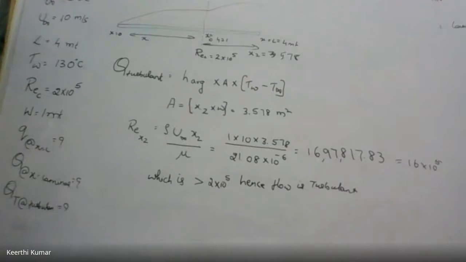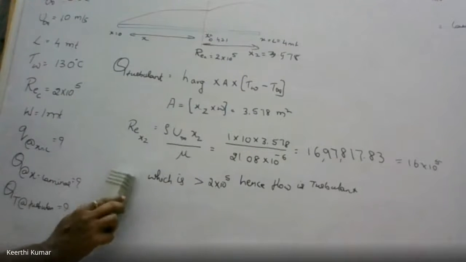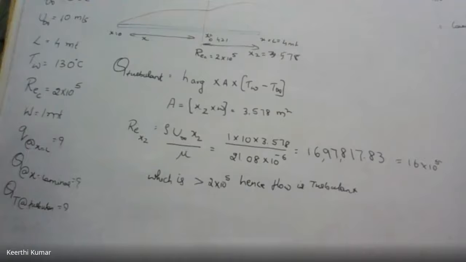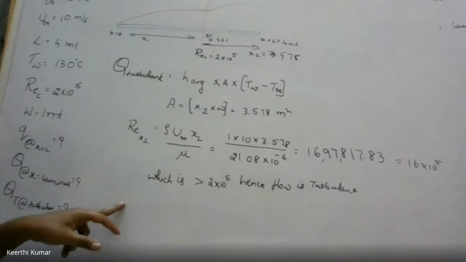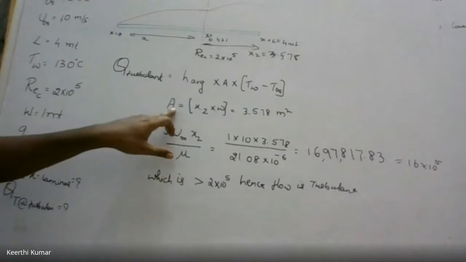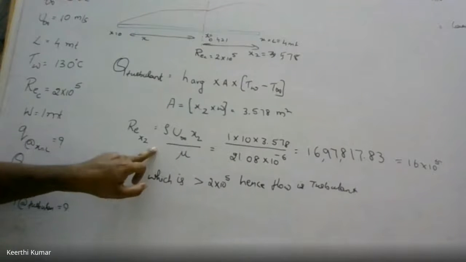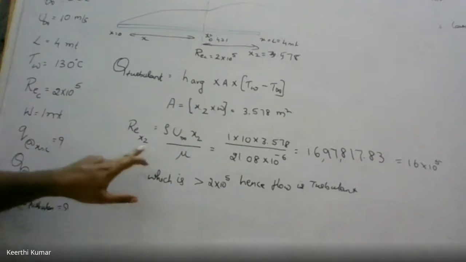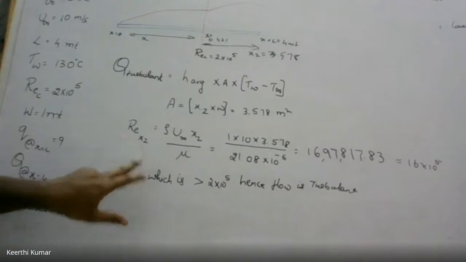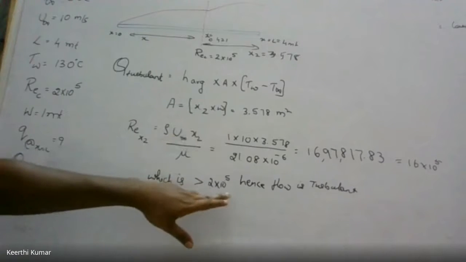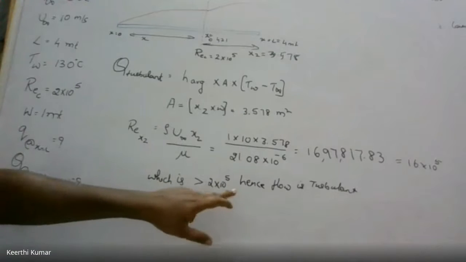So after the Reynolds number, you go for the Nusselt number. Observe this carefully. Have you taken this till here? Please take this till here. I will rub the area also. I'll retain the Q formula, and I'll rub area and Reynolds number. And note this: the value of Reynolds number at x2 is greater than 2 into 10 to the power of 5, that is the critical Reynolds number. Hence, the flow is turbulent.